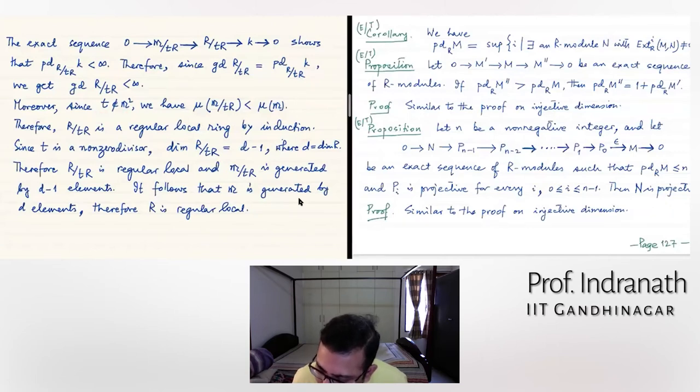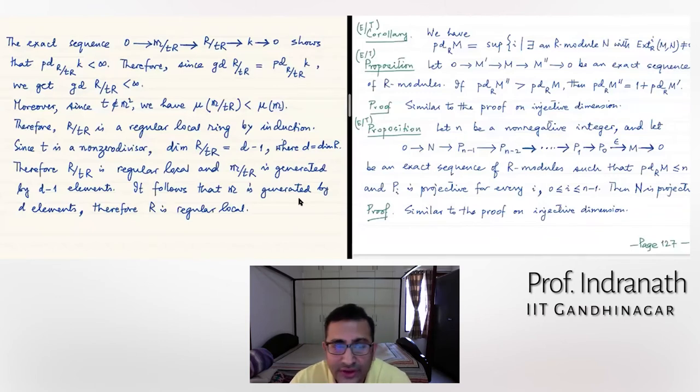Now, since T is a non-zero divisor, we know that this is true, where D is the dimension, it drops down by 1. And this is a regular local ring. Therefore, this is generated by D minus 1 elements, right? And therefore, it follows that M is generated by D elements. Therefore, R is regular local. Is the last part clear to all of you? So once you have gone down a non-zero divisor, your work is more or less done. That's the main thing.